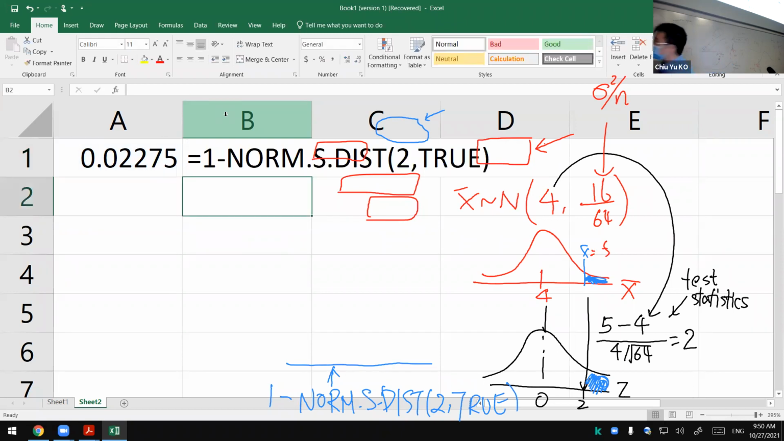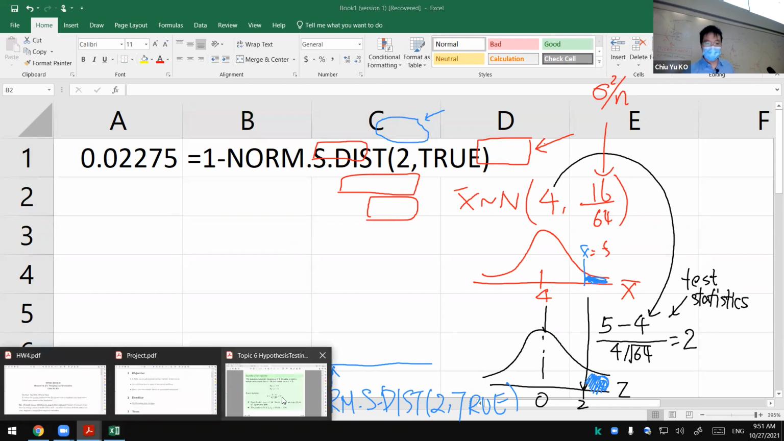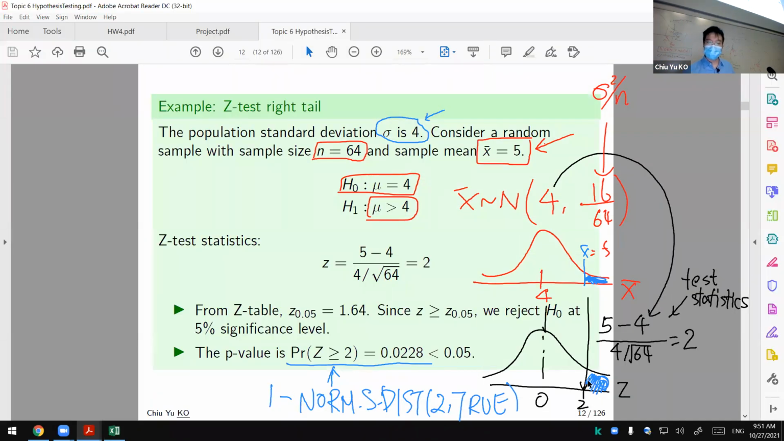So as I said, 1 minus norm.S. Why 1 minus? Because Excel only gives you the area on the left. So 1 minus gives you the right, because overall is 1. That's how you get the value, and we call this value the p-value. You compare this p-value to alpha. Alpha is what you decide whether you allow the type 1 error to happen, right? And this value is less than the 5%, because 0.002 is less than 5.